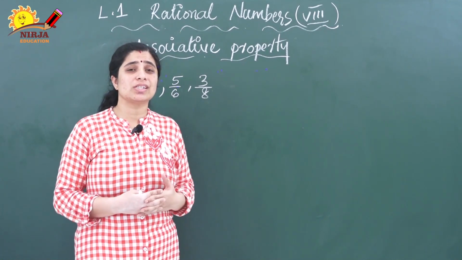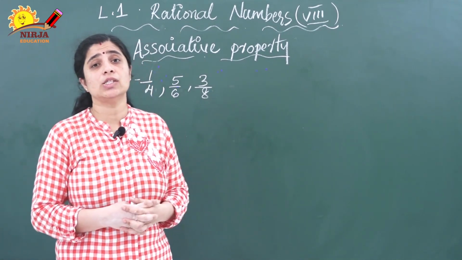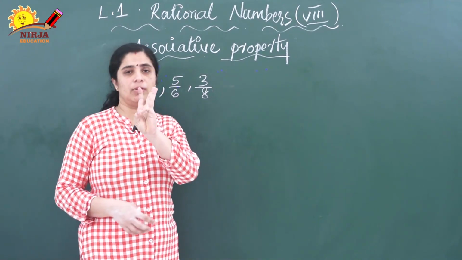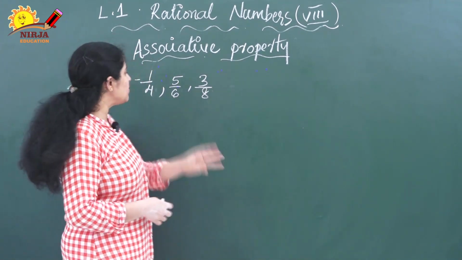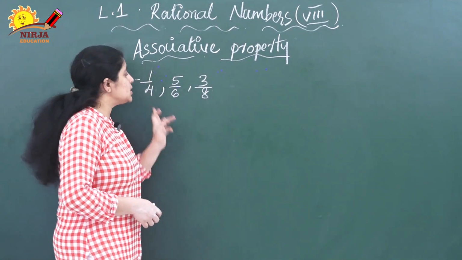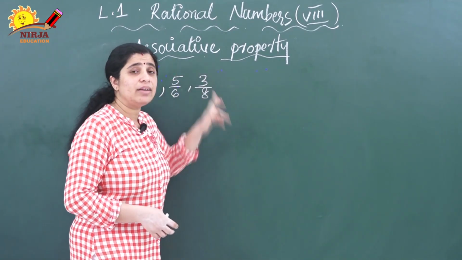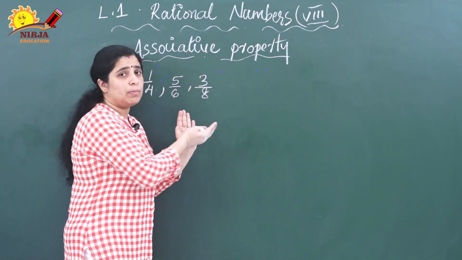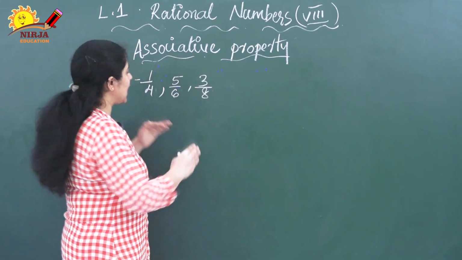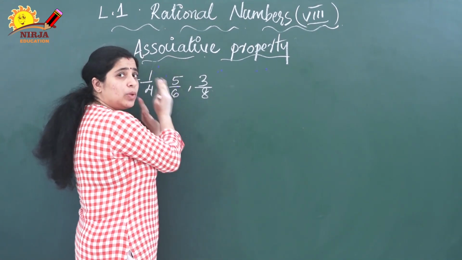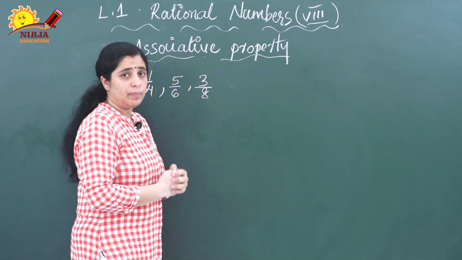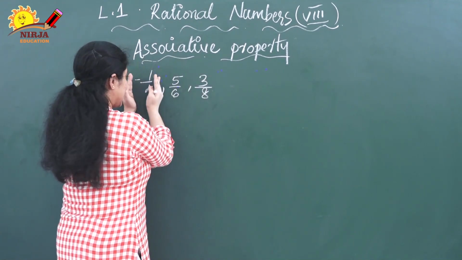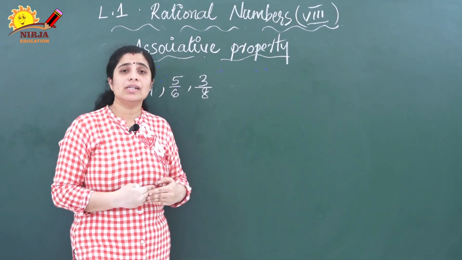First we are going to discuss the associative property in the case of addition. For considering the associative property, we should have three numbers. I have taken three numbers here: -1/4, 5/6 and 3/8. What is the associative property? For adding these three numbers, we can use two methods. First, I can add these two numbers and with the sum I can add this one, or otherwise I can add these two numbers, then with the sum I can add this number. Two methods I can do.